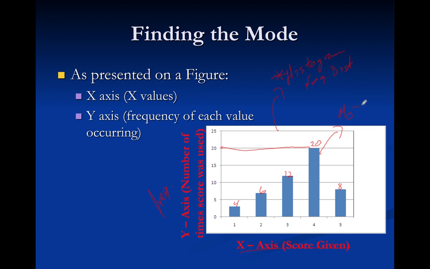So the mode occurred 20 times. And how do I know that? Because it's the highest bar, and I can notice on the y-axis, where I can read the label, that it occurred 20 times. So it occurred more frequently than any of the other values in my data set. All right, very important for us to be able to determine that from a graphical representation.